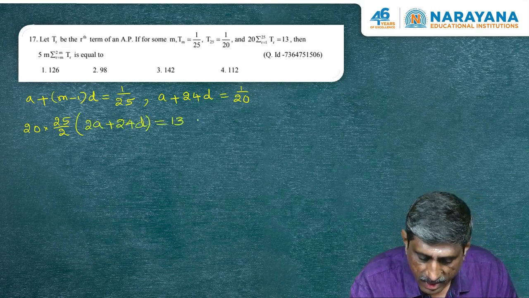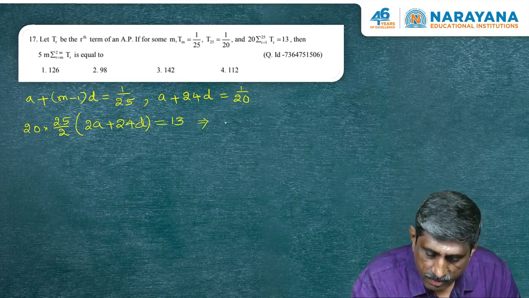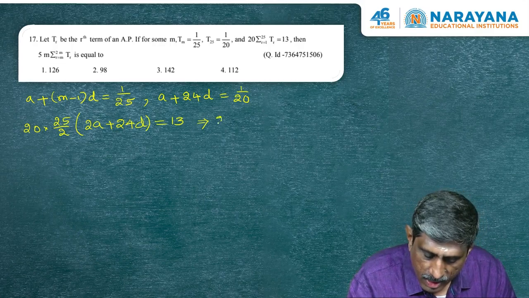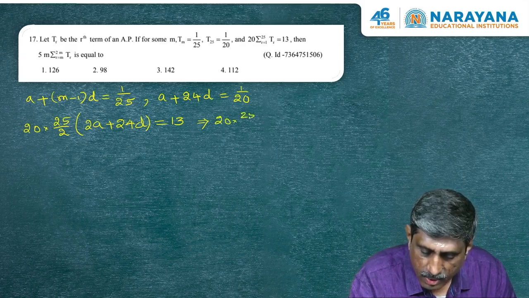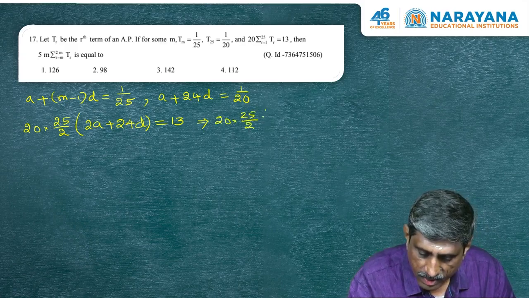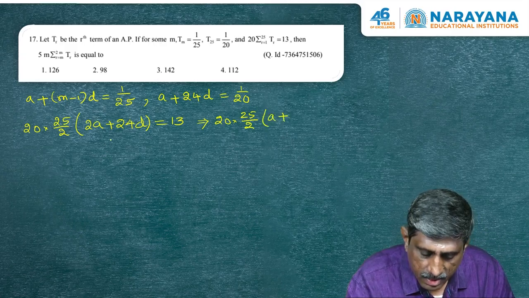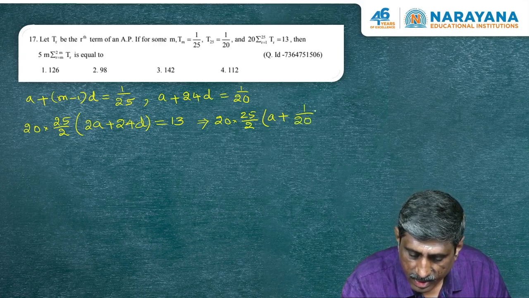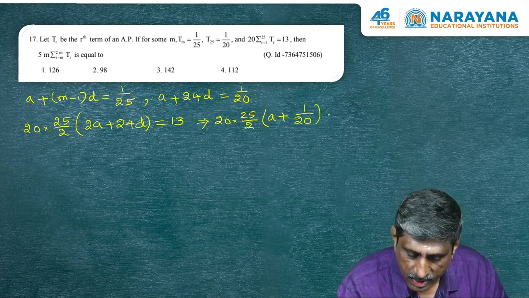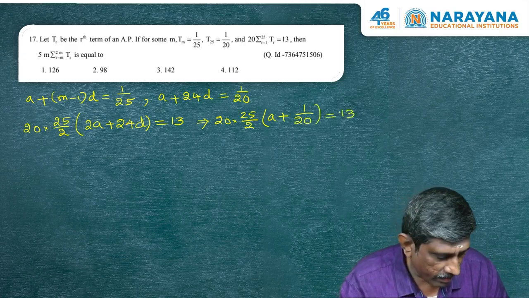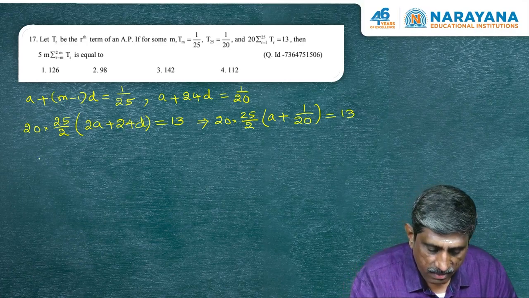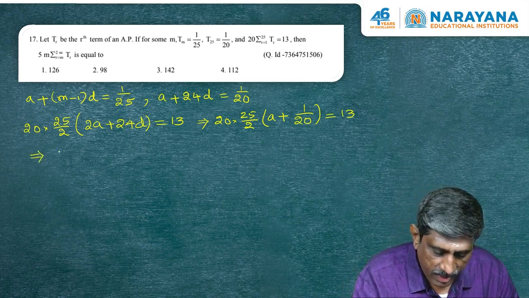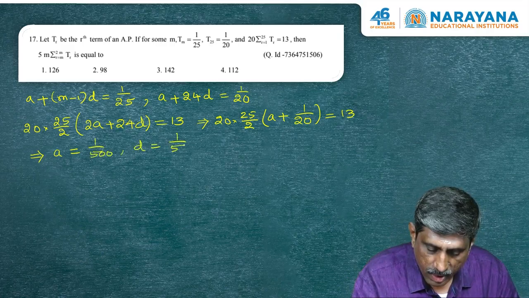And here I can write this as 20 times of 25 by 2 into a plus 24d. I will write it as 1 by 20 in place of a plus 24d, which is equal to 13. And when we solve these equations for a and d, we get a is equal to 1 by 500 and d is equal to 1 by 500.